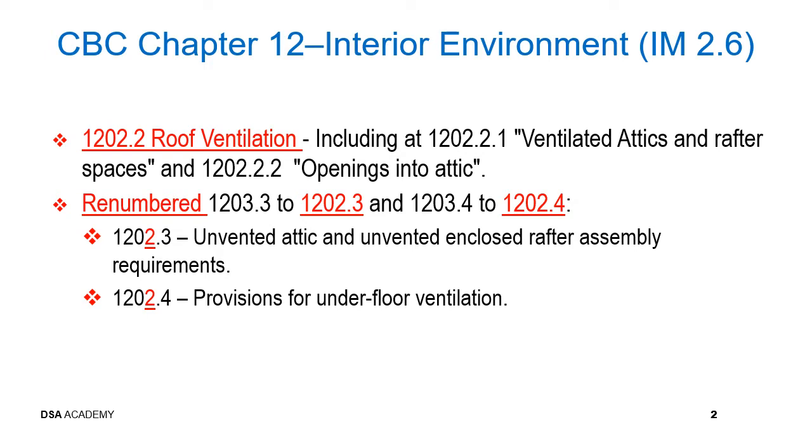Section 1202.2 Roof Ventilation, including Section 1202.2.1 Ventilated Attic and Rafter Spaces, and Section 1202.2.2 Openings into Attic. Two sections were renumbered. 1202.3 Unvented Attic and Unvented Enclosed Rafter Assembly. 1202.4 Provisions for underfloor ventilation.